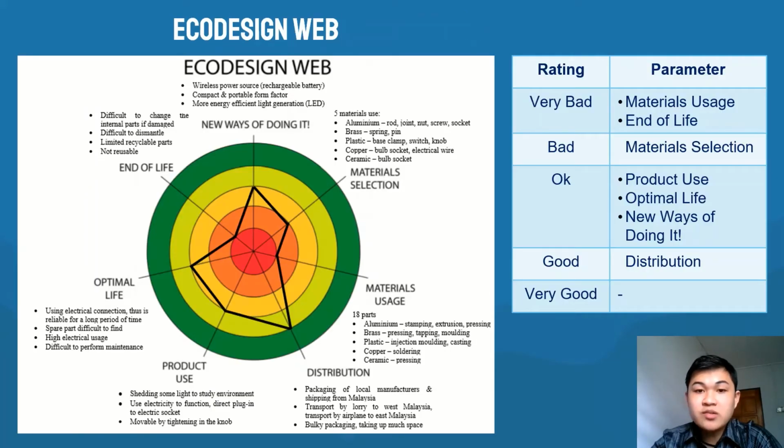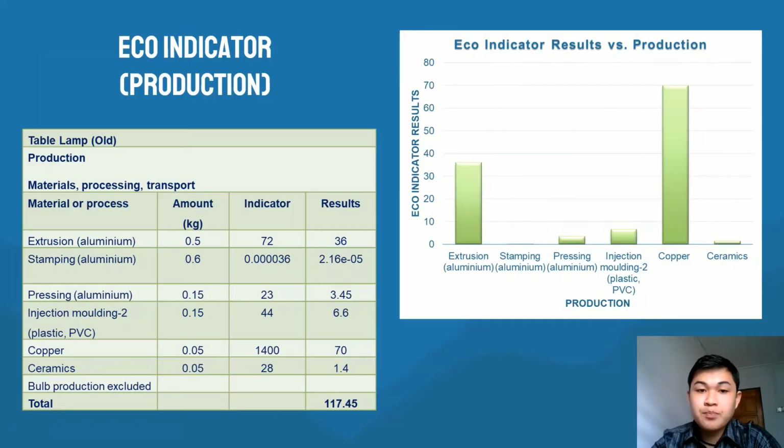Next is the eco-design web. The 2 parameters rated as very bad are material usage and end of life. This is due to the excessive number of parts for such a simple device, and most of the parts are not designed to be recoverable at their end of life. The material selection is rated as bad because it uses a variety of materials for some simple components, such as the clamp.